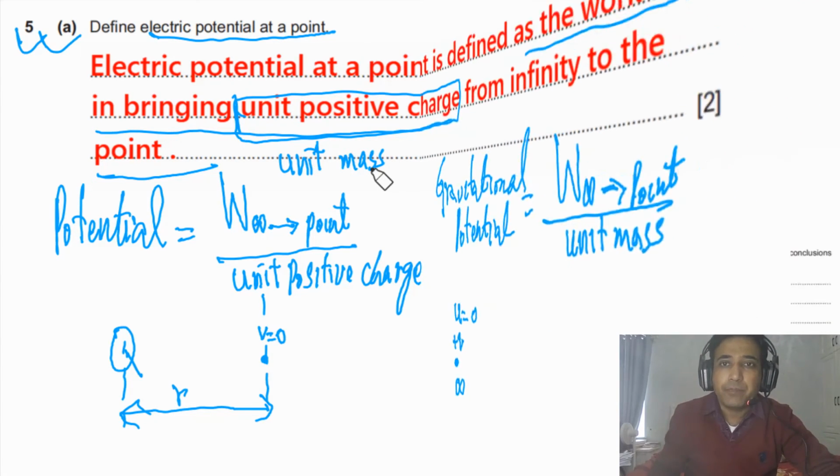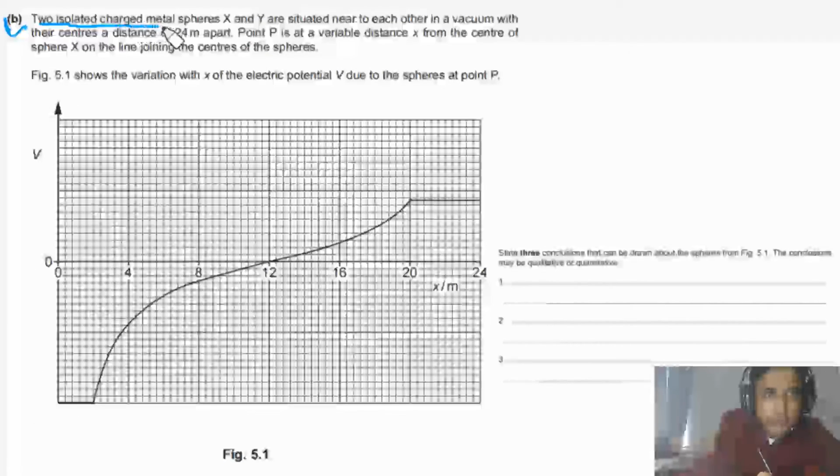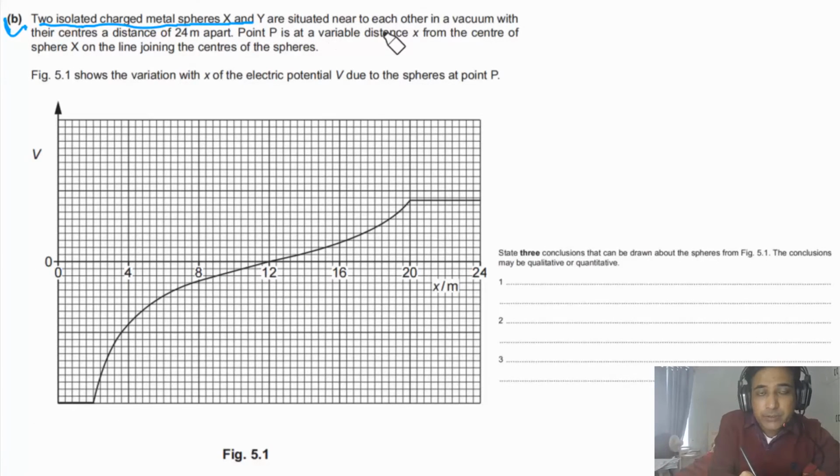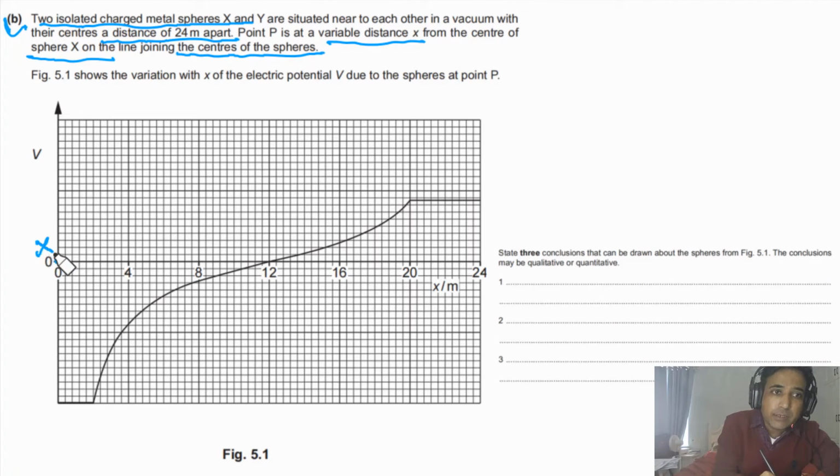Rest is the same. Part B says two isolated charged metal spheres X and Y are situated near to each other in a vacuum with the centers a distance of 24 meters apart. Point P is at a variable distance x from the center of sphere X on the line joining the centers of the spheres. So it means this is sphere X. So here sphere X is located here. So we can say this is X and sphere Y is located here.